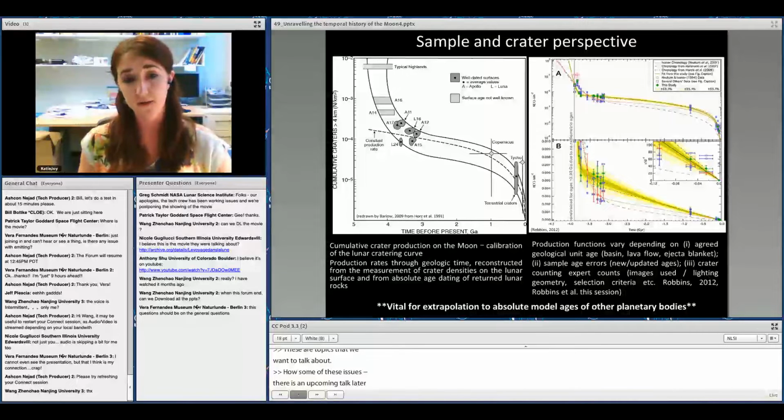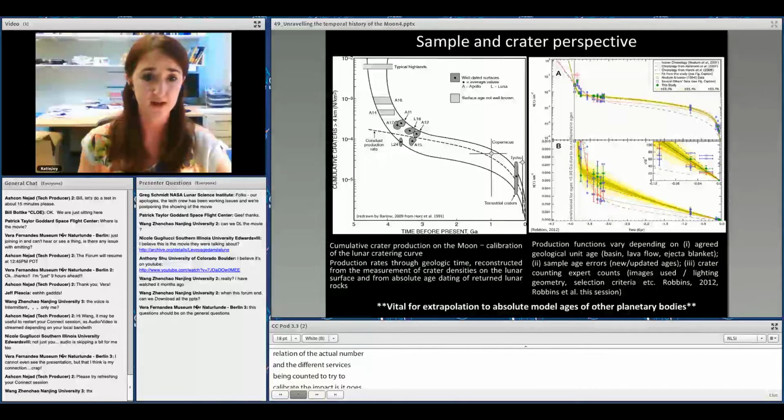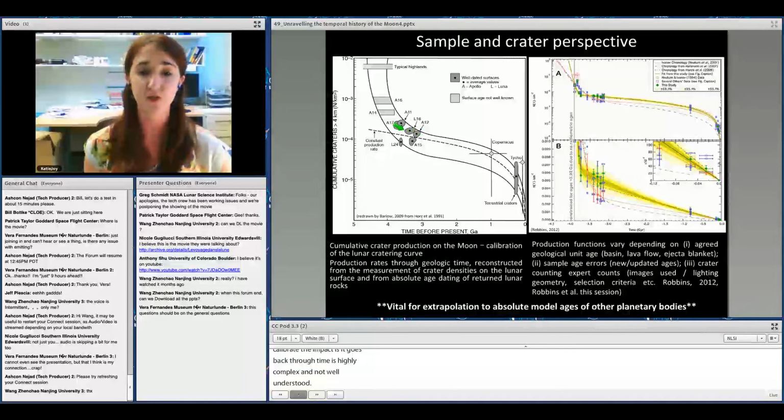But it's just to point out that the relationship between the age samples and those types of complexities, and then relating that to the actual number of impact craters on the different surfaces that are being counted to try and calibrate this impact record back through time is highly complex and not well understood. So for example, in terms of these diagrams, the x-axis on the lunar cratering chronology is controlled by our lack of understanding of some of the age dates from some of the specific geological units that have been sampled, and the y-axis variability could be related to the subjectivity of impact crater counts between different crater counting experts, and also the types of imaging and data sets that they've been using.